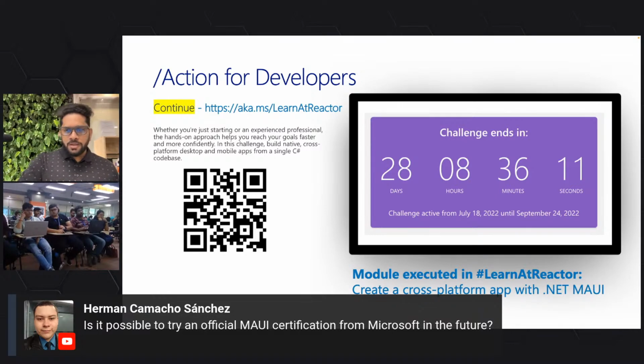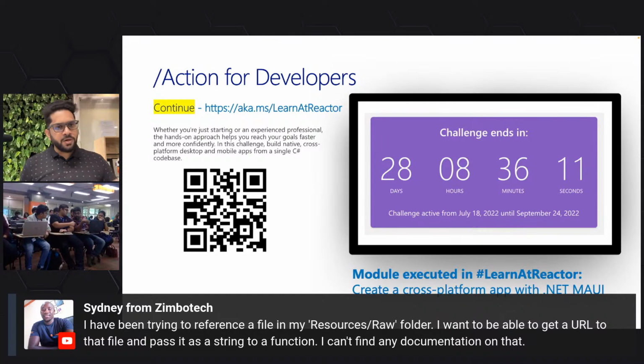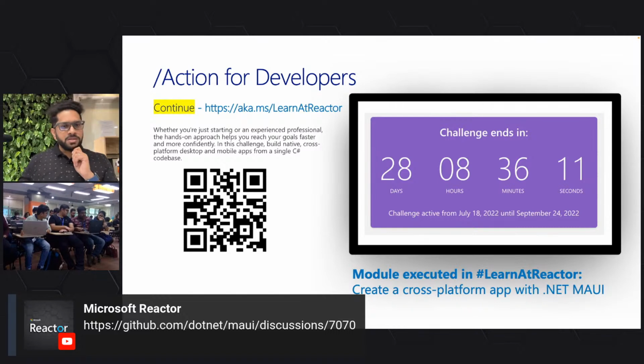Okay. So Sydney from Zimbotech, I hear you. You are having challenges with the resources folder. Have you made sure that the file has been tagged as an embedded resource? If not, try making sure of that. I will send you a similar discussion that's happening on github.com/dotnet/maui, so it'll be in your comments. Just go ahead and check if that answers your problem. If not, I would encourage you to start a new discussion, describing the exact problem, and hopefully we can get some community members who have already done that to help you.